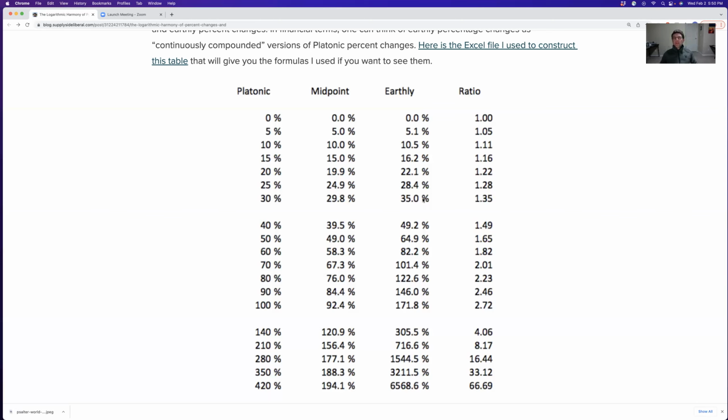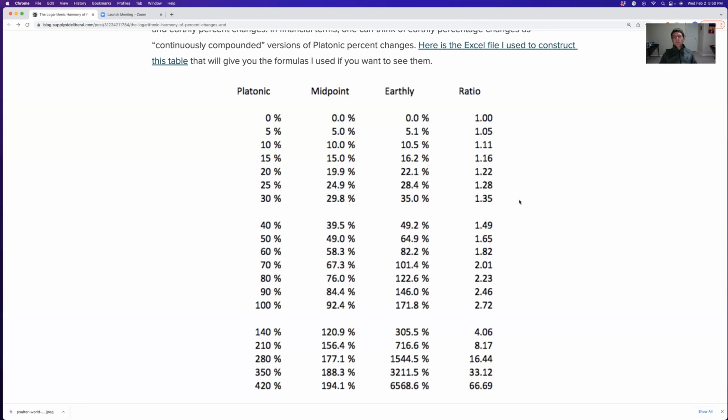And this is what's called compounding. When you have compound interest in the bank, it does this kind of thing. For example, if you earned 3% interest for 10 years, that would be a Platonic percent change of 30%, but it would compound to 35% because you're earning interest on the interest along the way.